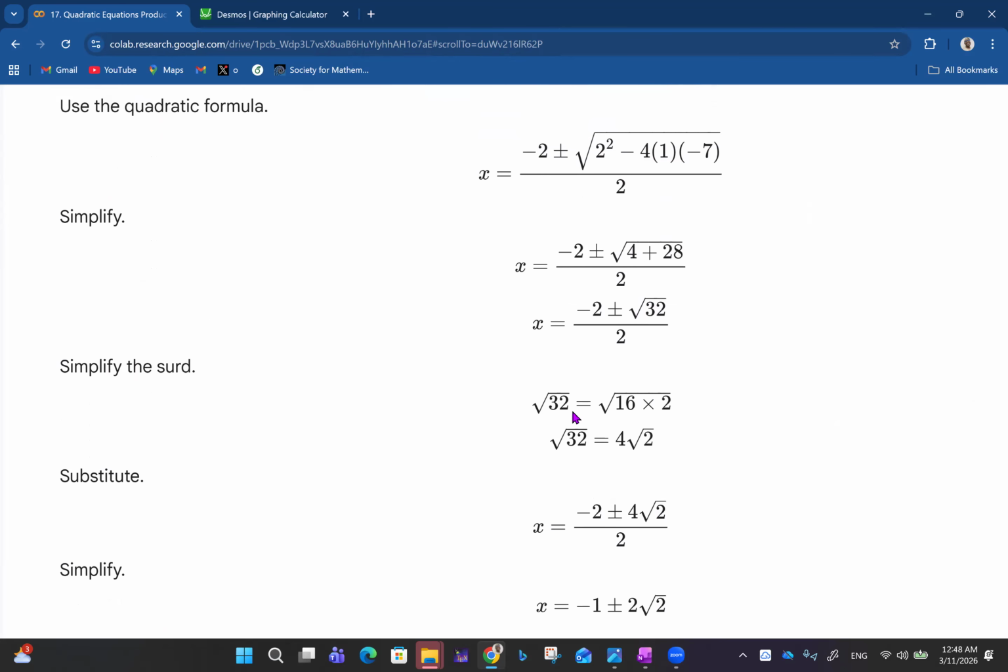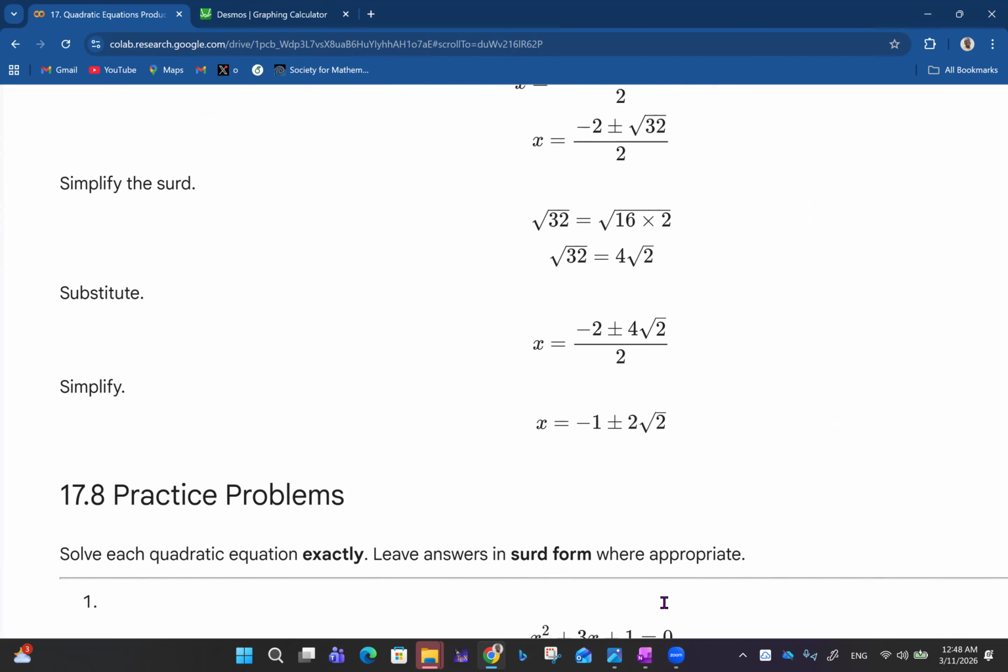So the square root of 32 is equal to the square root of 16 times 2. So that's 4 root 2. So you can take it back. So you have minus 2 plus or minus 4 root 2. So you can factor out 2 also, right? And that 2 cancels this 2 here. So you have minus 1 plus or minus 2 root 2. So we can simplify like that.